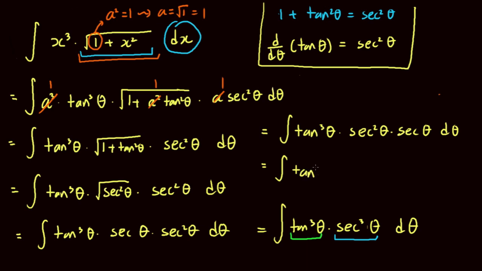Tan, let's see, tan squared theta would be obviously sec squared theta minus 1 times tan theta times sec theta times sec squared theta d theta. Okay, we're actually coming up with something quite interesting, by the way.